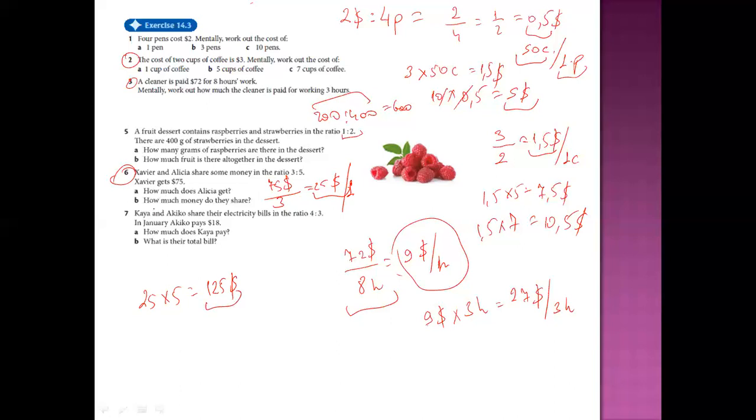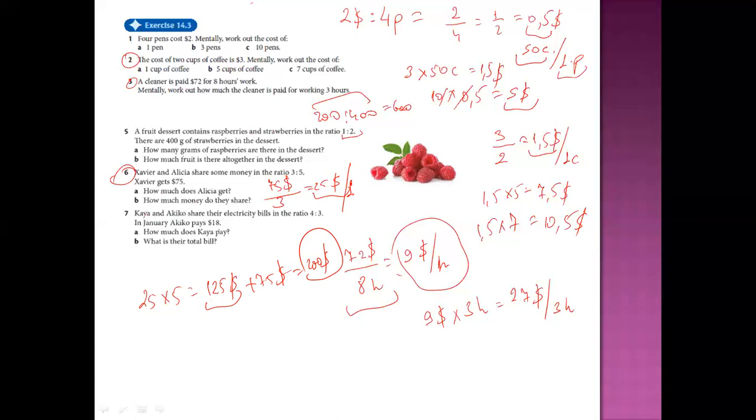If Javier gets $75, so Alicia should get $125. Okay, now how much money do they share? Totally, there are how many dollars? $125 plus $75 is equal to $200. Okay, and so a seventh question.